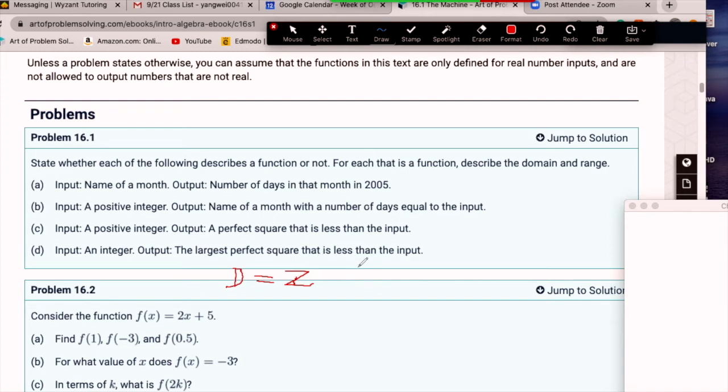Then for the range of this function, this should be all the perfect square numbers. Okay? All the perfect square numbers. So now you understand functions. Okay, now let's go to the next problem.